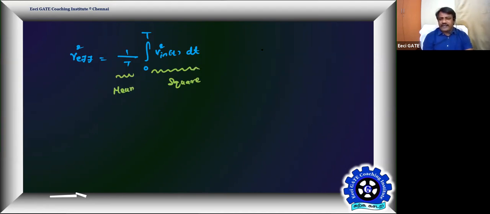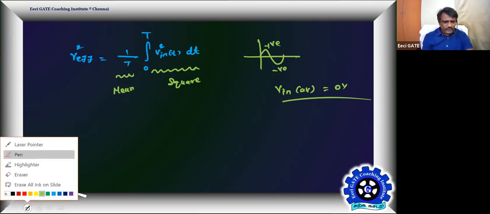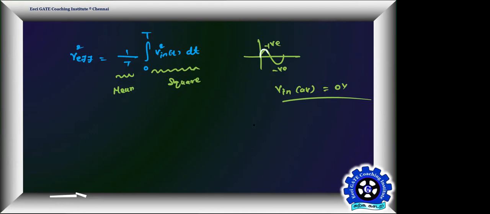What is the speciality of squaring the signal? The normal signal is this, having a positive half cycle and a negative half cycle. If you go for averaging of this signal, the simple V in average is not going to exist. It is going to be 0. All of you getting this point? What will be the average of a periodic signal having a positive half cycle and a negative half cycle?